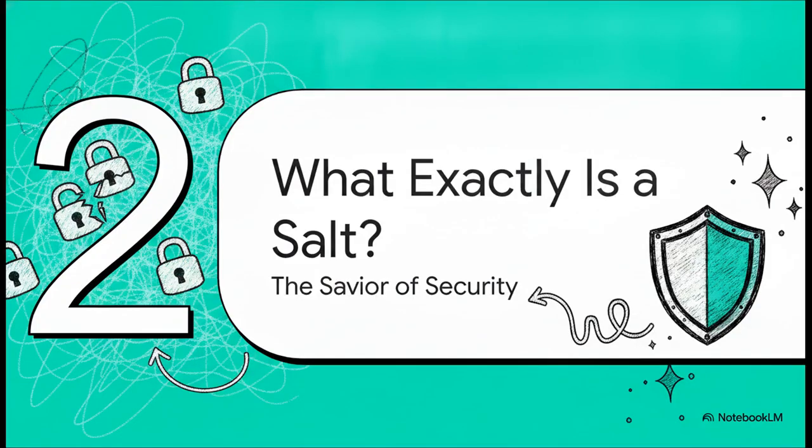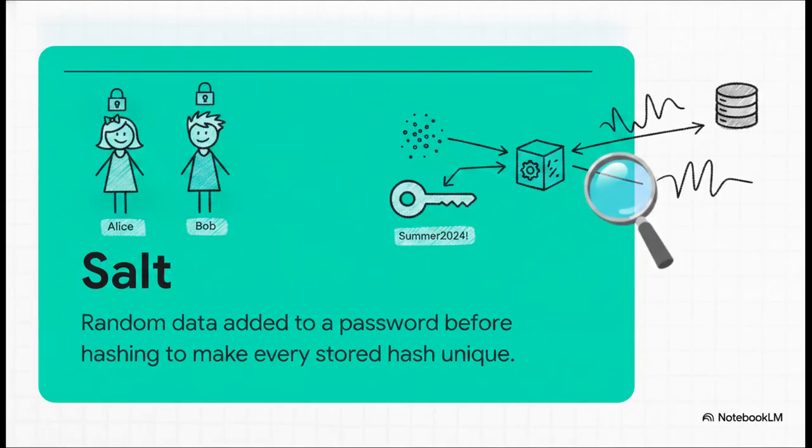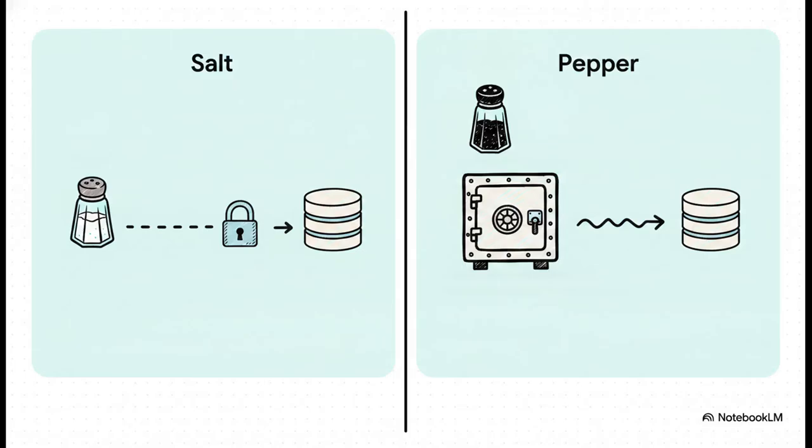Moving right along to section 2, what exactly is a salt? Enter the savior of password security. So what is it? A salt is just random data. It gets appended or prepended to a password before it goes through the hashing function. The key here is that every single user gets their own unique salt. Remember Alice and Bob with their identical summer 2024 passwords? When they log in now, the system adds Alice's unique random data to her password and Bob's unique data to his. So even though they typed in the exact same password, the resulting hashes that you actually store in the database are totally, completely different.